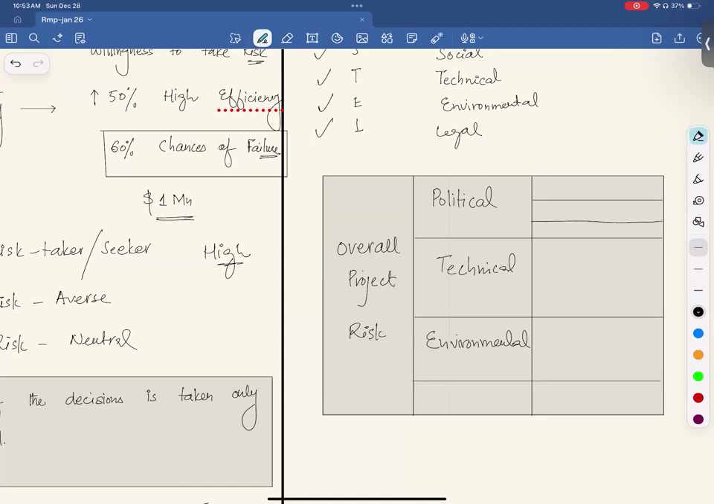So, for example, within political: lack of government support, policy discontinuation, and so on. Why am I subcategorizing? Who would like to answer? What's the advantage? What's the benefit of doing that?